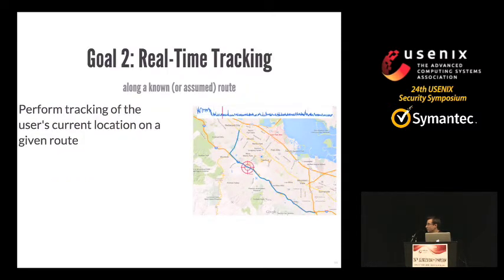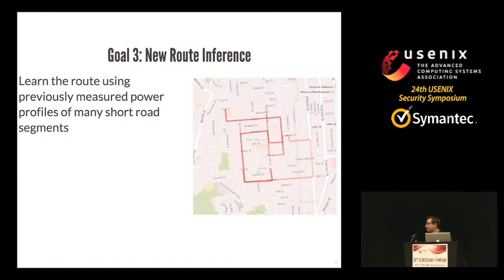The second goal is real-time tracking. What we would like to do is, we know, or we assume, that the user is taking a certain route, and we would like to tell where on this route the user is. And once we lock on this target, we want to keep tracking it along this route in real time. So we receive samples from our application that reads power consumption on the mobile device in real time. We accumulate those samples, and we want to track the user.